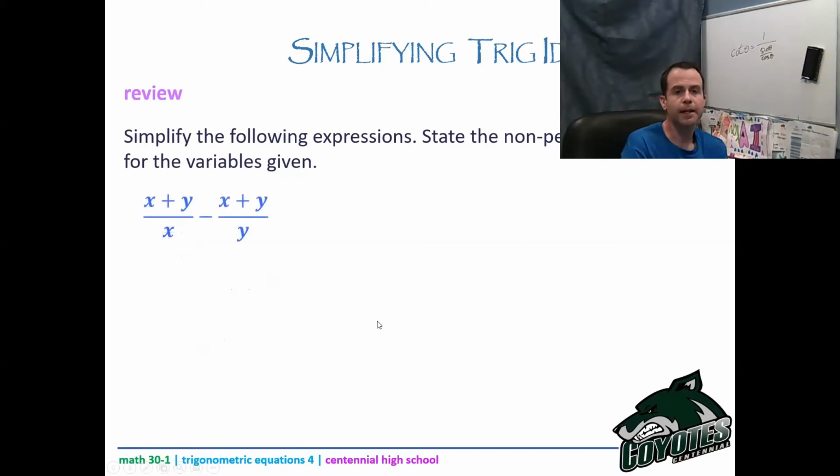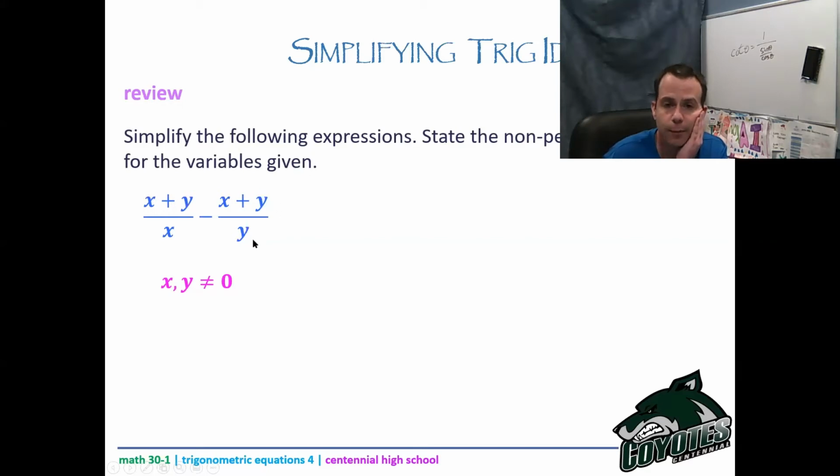Next, x plus y over x minus x plus y over y. Now again, non-permissible values. I know that x can't be 0 and y can't be 0. And again, I'm looking for a common denominator. So my common denominator here will be xy. I'm missing the y here, so I'll end up with a y over y that I'm multiplying in here. Just remember, when you do that to the top, the y that you're putting on the top is going to end up getting distributed to the x and to the y.